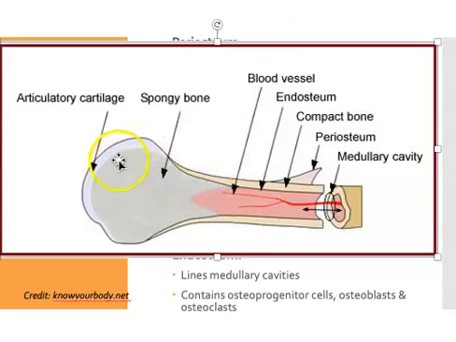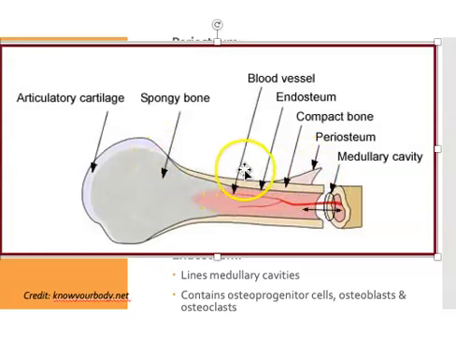Now, this area up here would be epiphysis. What's underneath would be metaphysis. And then you'd start getting into diaphysis. Remember, it's the diaphysis that provides the real strength, the real weight bearing to a long bone. And I think you can see in this drawing that the cortical bone gets much thicker in that area.